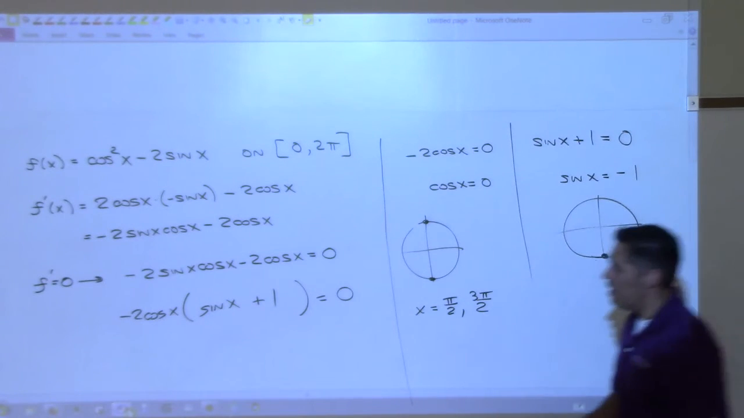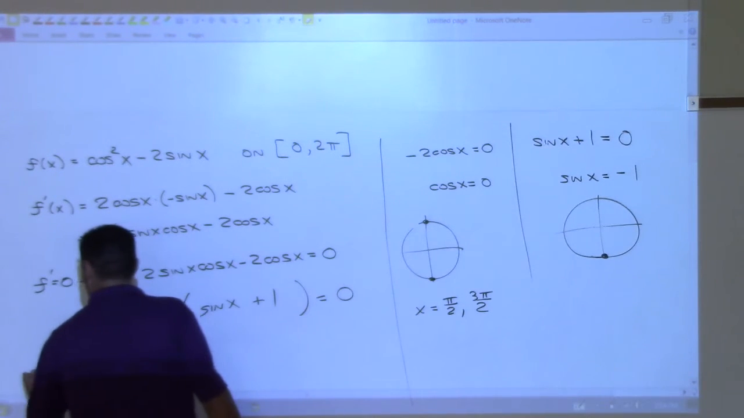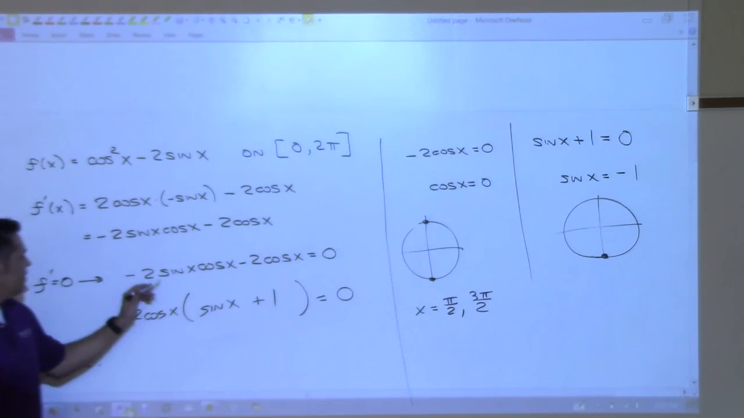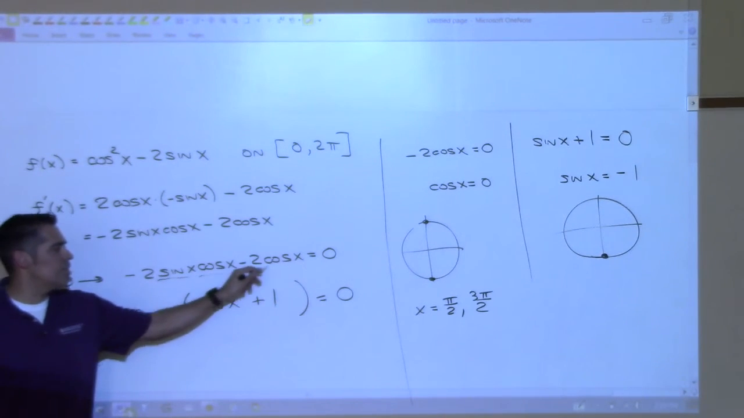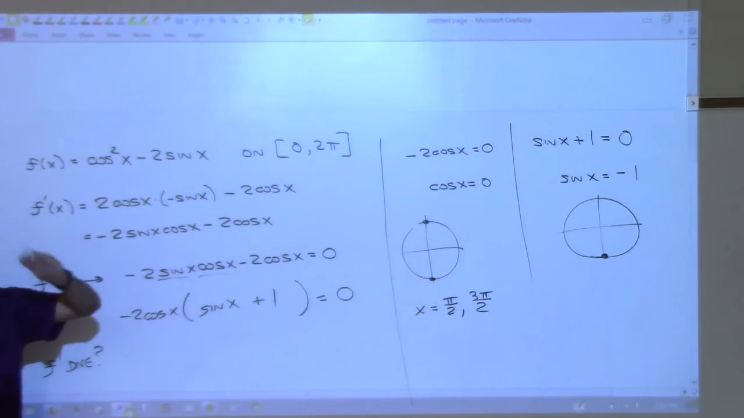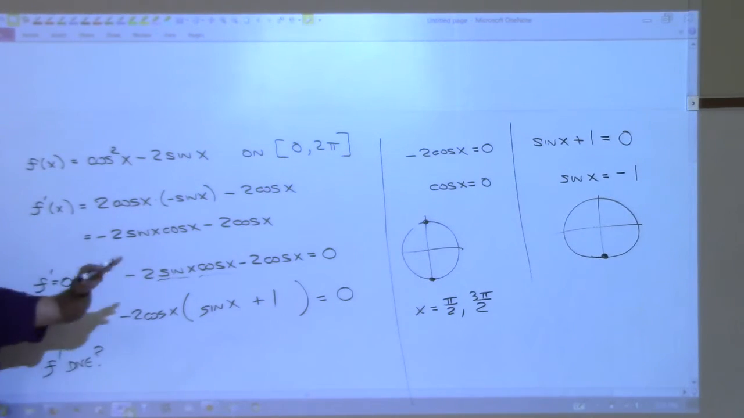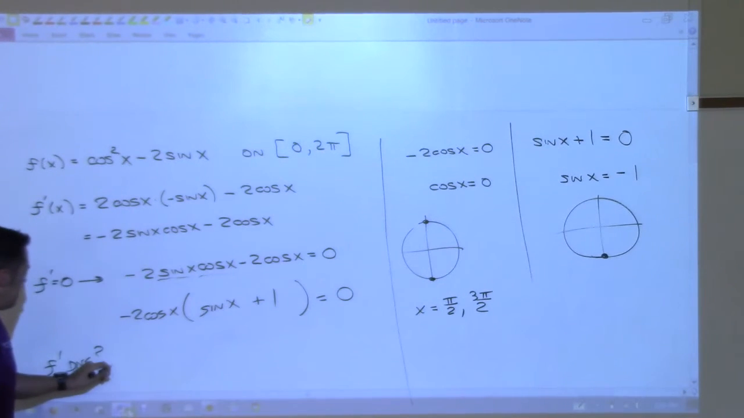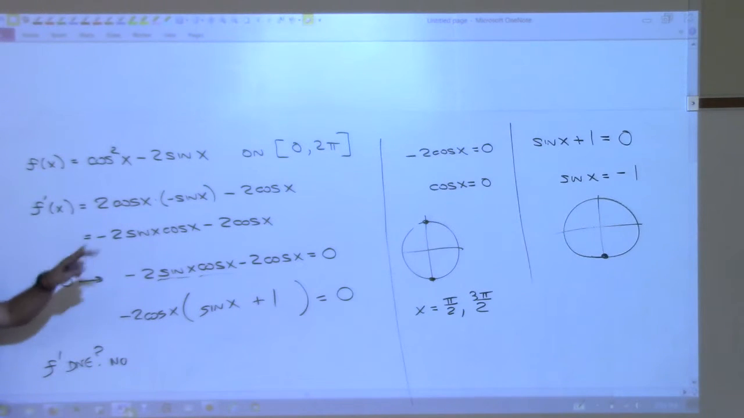Now I do need to check, does the derivative ever not exist? Yeah, the sine and cosine functions are defined everywhere, right? Think of the sine curve going in both directions forever. So we definitely don't have any problems between 0 and 2 pi. So this doesn't happen. So now I do a number line. Okay, I have two critical numbers, and I'm going to draw them on the number line. I'm going to do it right here.